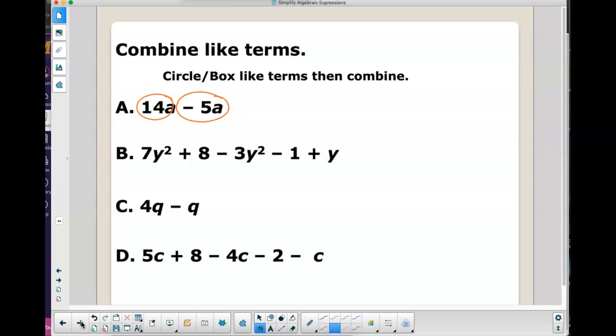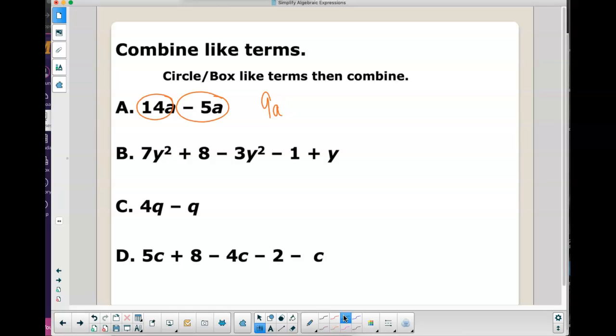Now I'm going to put them together. What's 14A minus 5A? And at that point, you just add or subtract the coefficients. So 14 minus 5 is what? 9. So this would be 9A. Okay? So let's look at the next one.